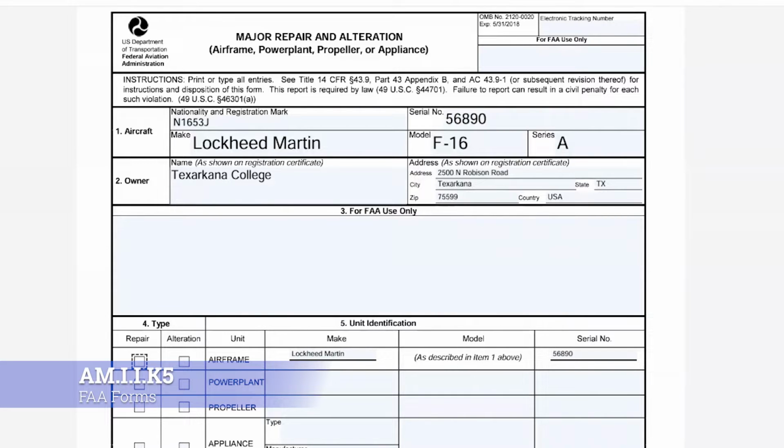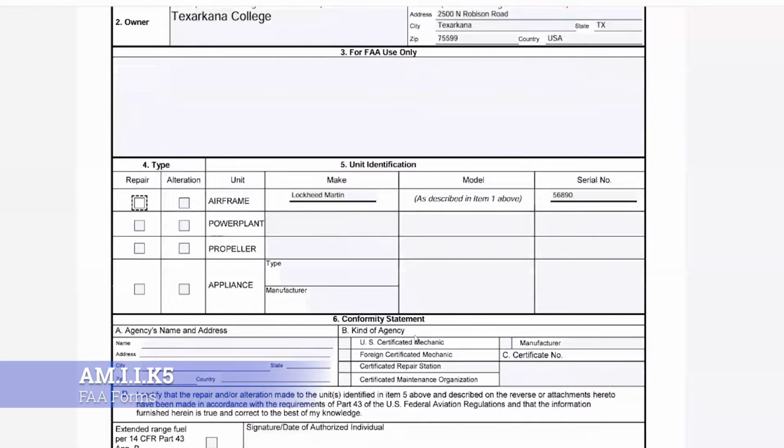All right, and then we skip block number 3 there, and we're going to go straight down into blocks 4 and 5 and start picking. Okay, so we talked about repairs and alteration. This is where we denote if we are making a major repair or a major alteration. In our case, we're going to be doing an alteration on the power plant.